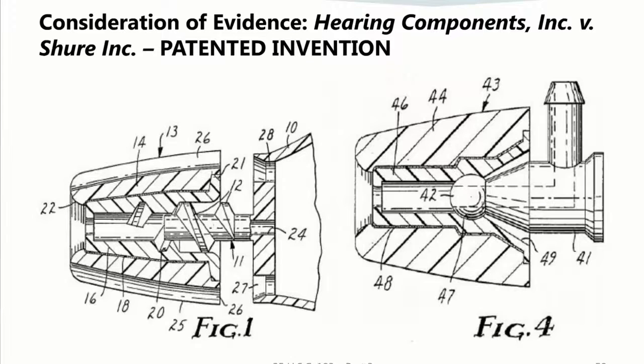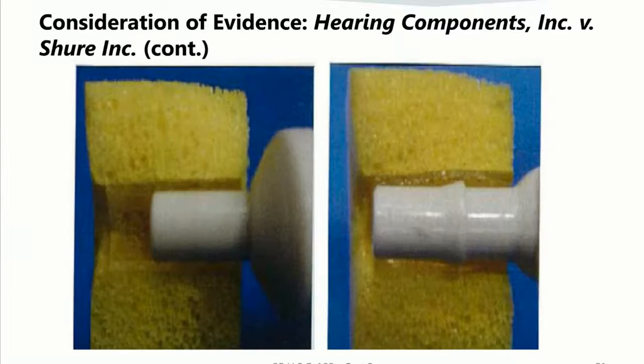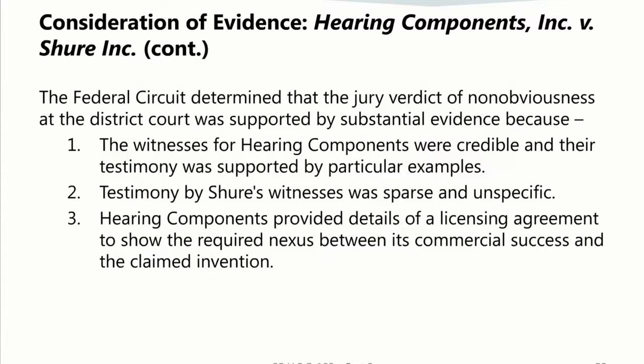Here is a figure of the patented disposable protective covering for a hearing component. Shure had argued the prior art taught an earpiece positioned inside the ear canal. Hearing Components' witness countered that only the molded duct and not the earpiece itself was taught as being inside the ear canal. The Federal Circuit found that the determination of non-obviousness was supported by substantial evidence.